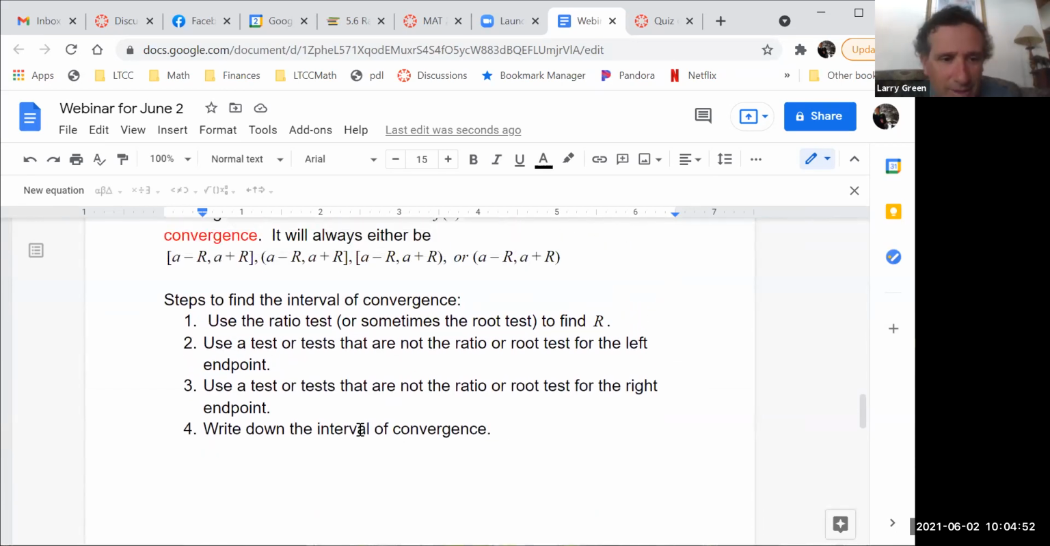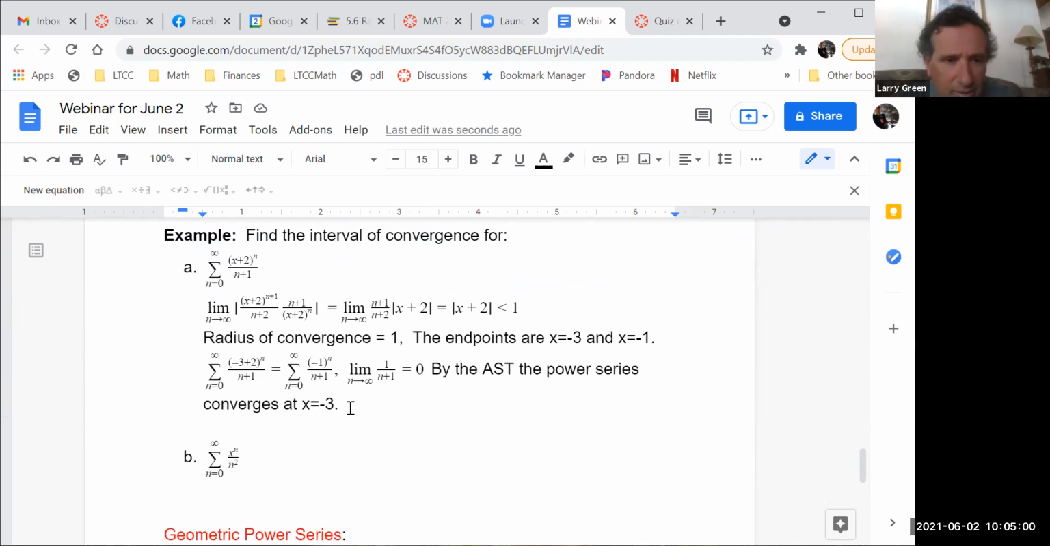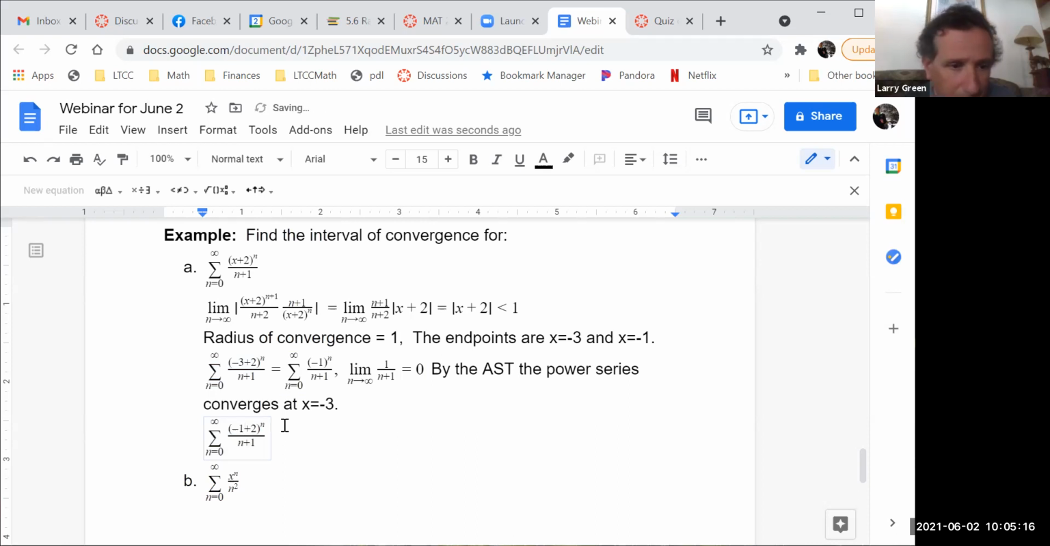Let me remind you, step three. Now let's go to the right endpoint. So for the right endpoint, let's write this in. Instead of negative three, we're going to plug in negative one. What's negative one plus two to the n? So it's negative one plus two to the n. Yeah, what's one to the n? You can do better than one to the n. What's one to the n?